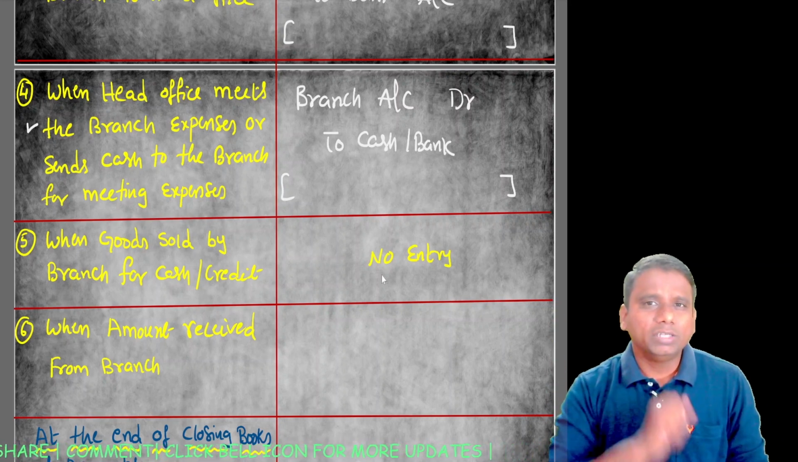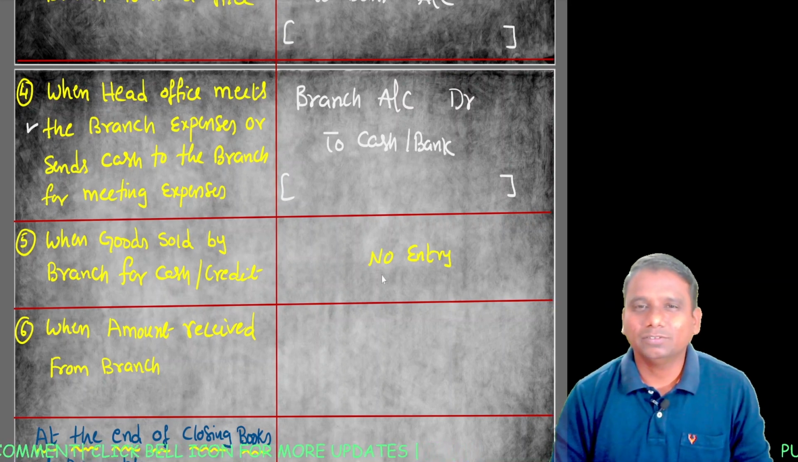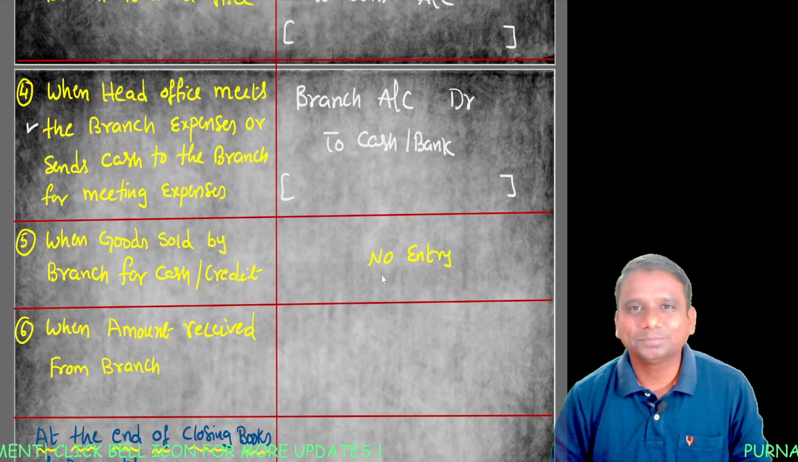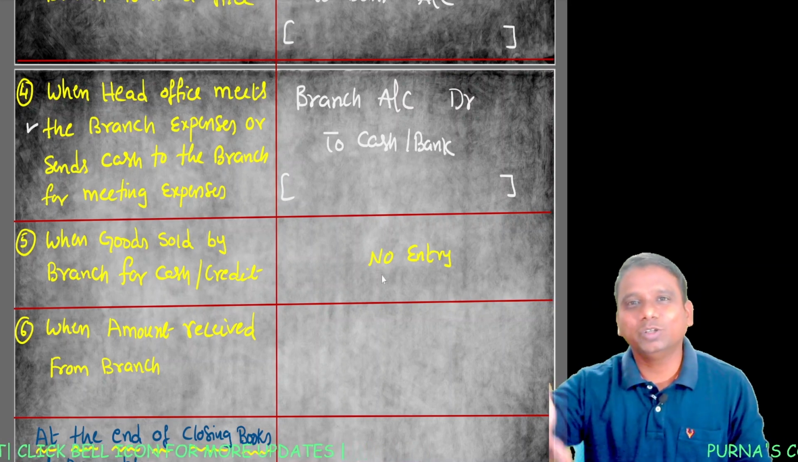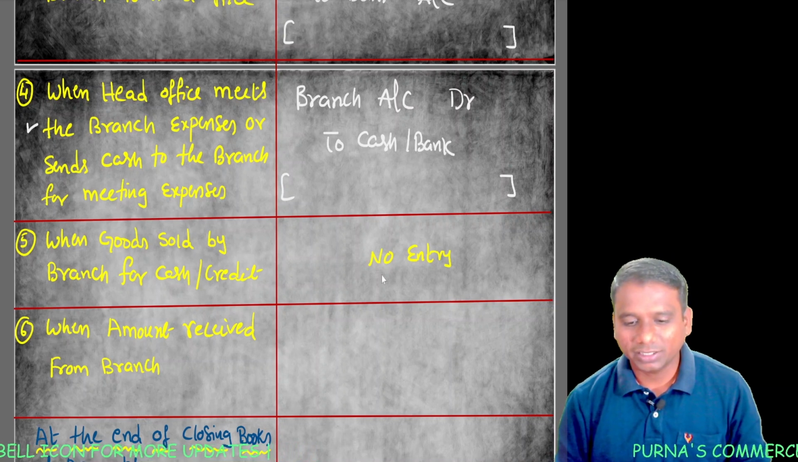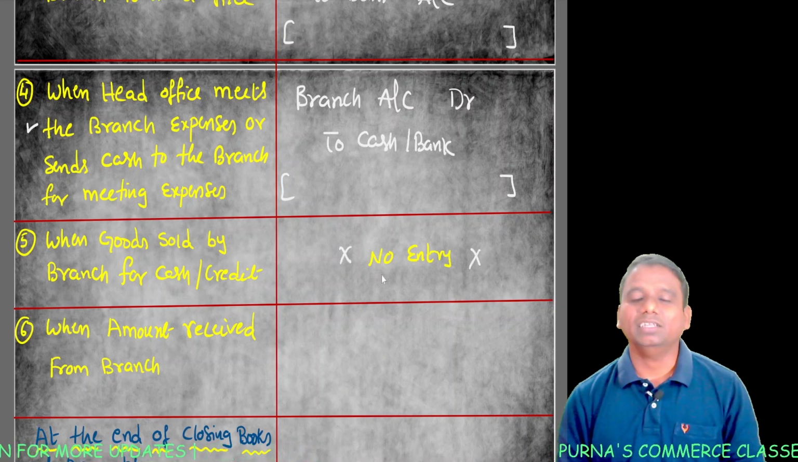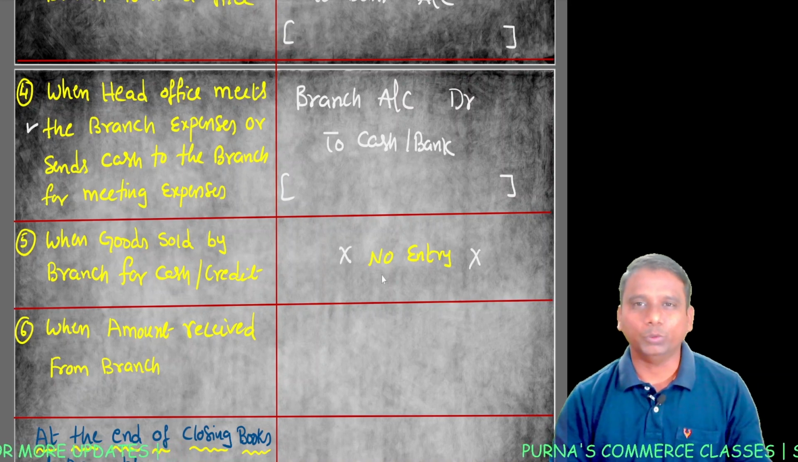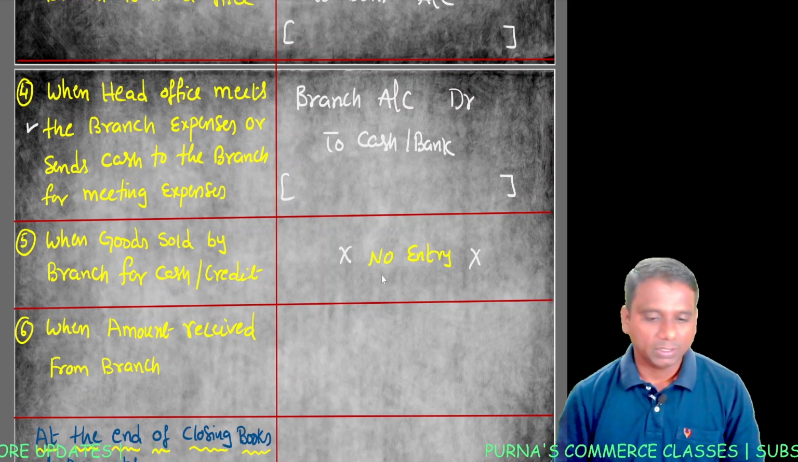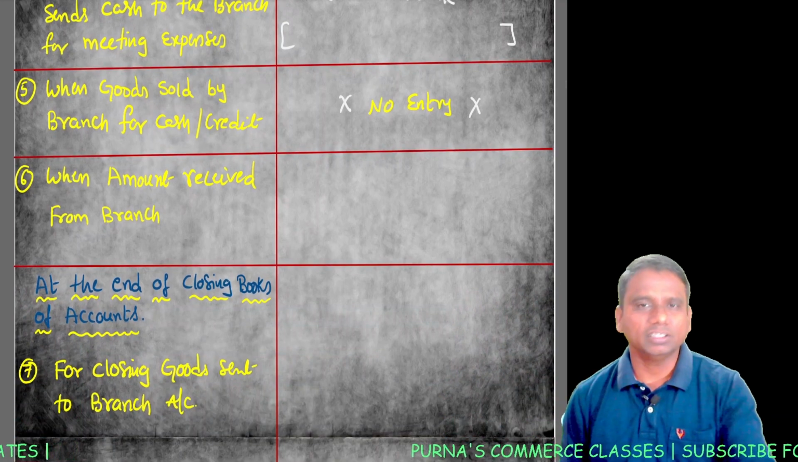Okay, can you tell me the entry for goods sold by consignee? Did you remember what is the entry we have written? Consignee account debit to consignment account. But here we will not record any entry. Look at it. No entry we record in our books. Simple. Next, why we are not recording the entry, you can understand slowly.